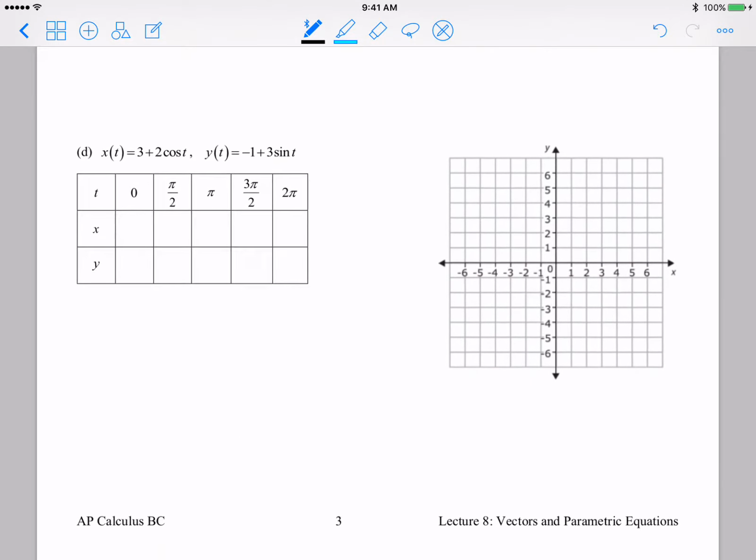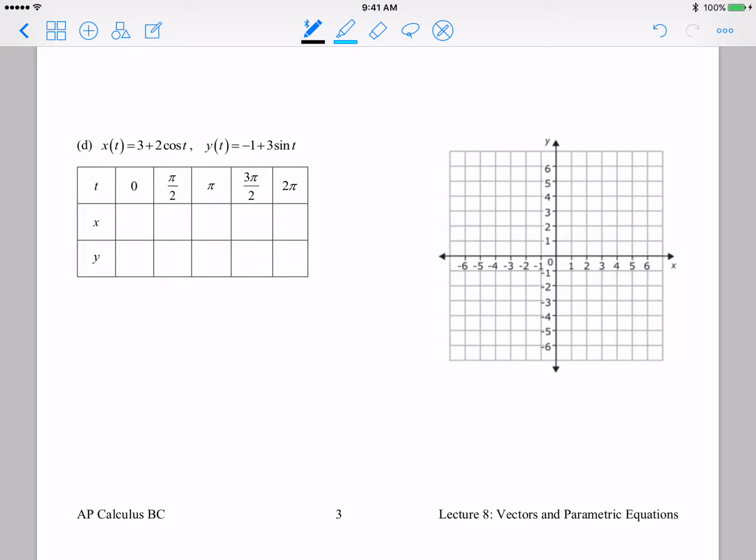Okay, example D, our last one here. We have x of t equal to 3 plus 2 cosine of t, and y equal to -1 plus 3 sine of t. And I've done it this way so that the unit circle works out well here.